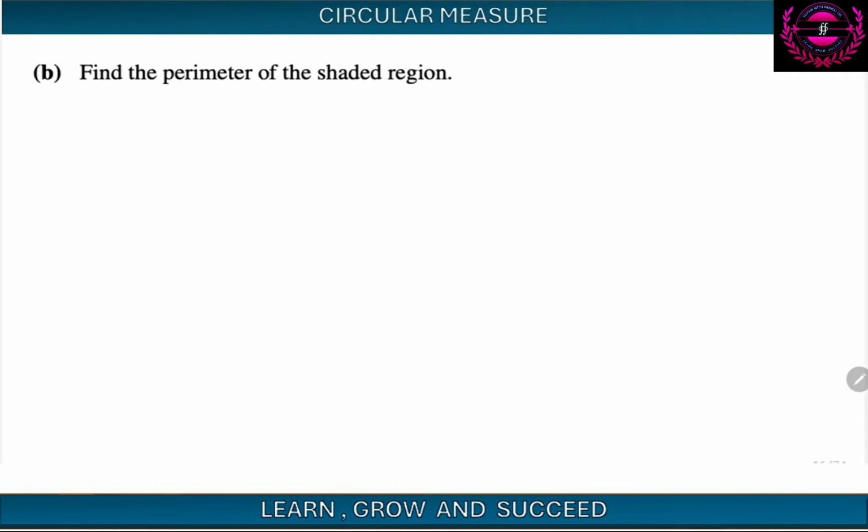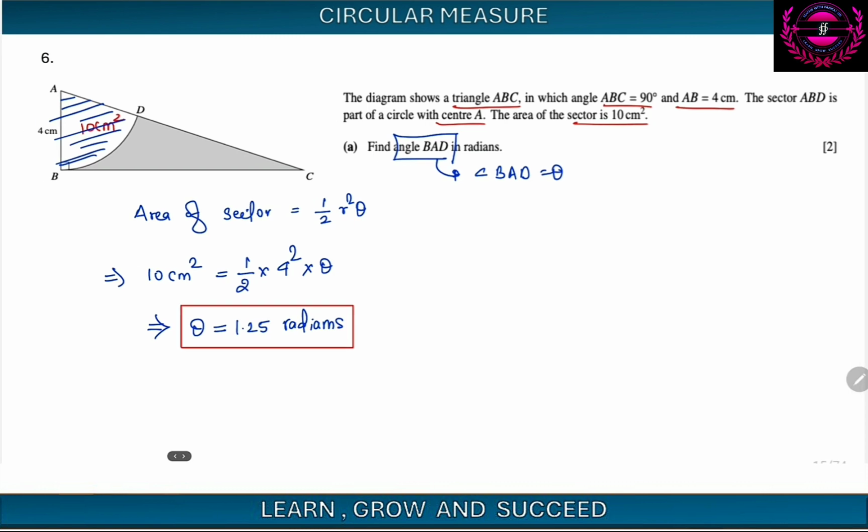Find the perimeter of the shaded region. Let's have a look at the diagram. See, we have angle ABC as 90 degrees. We have angle A as well in radians, which is 1.25 radians. We have to find the perimeter of the shaded region. So we have to find the length of BC, the length of CD, and the length of this arc BD.